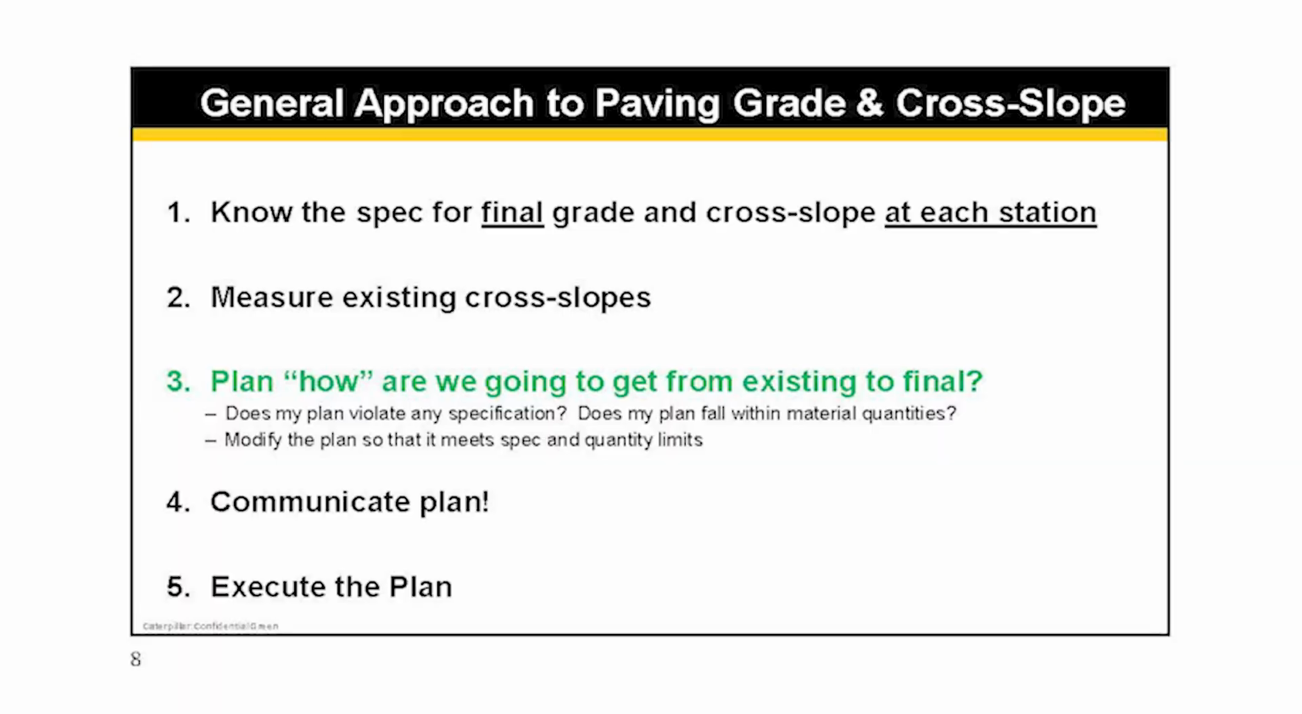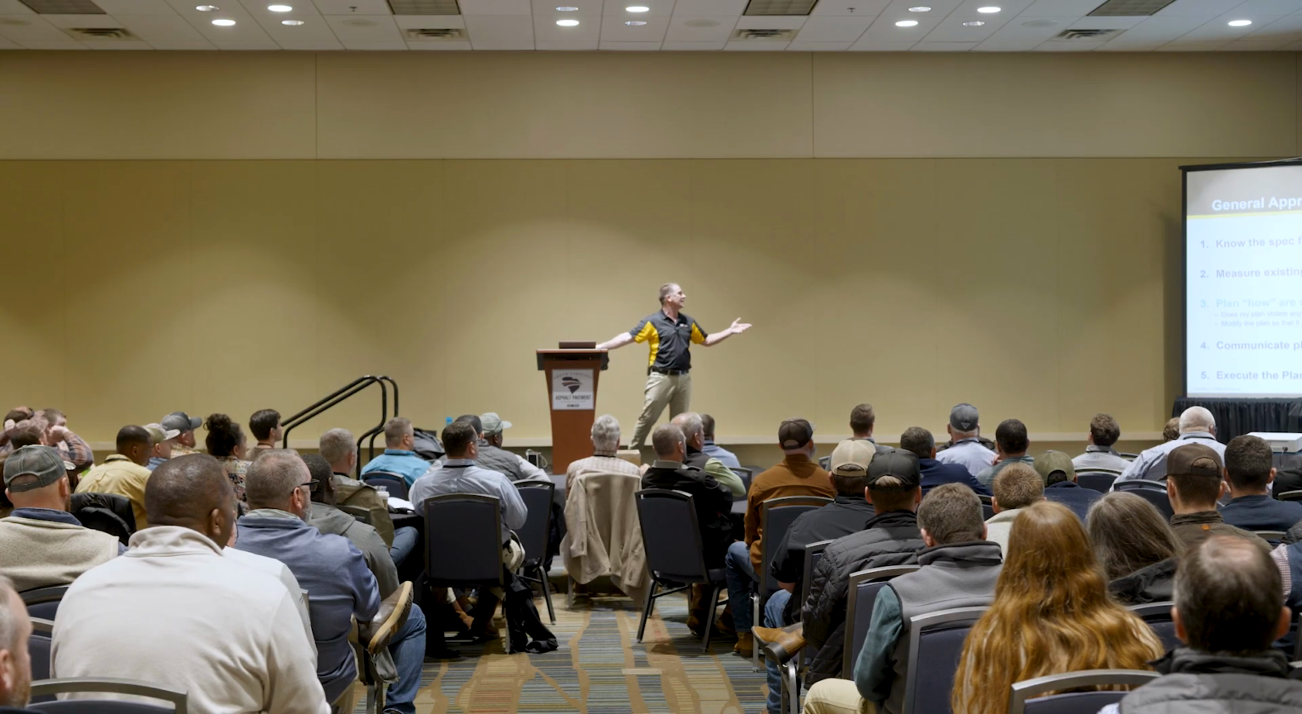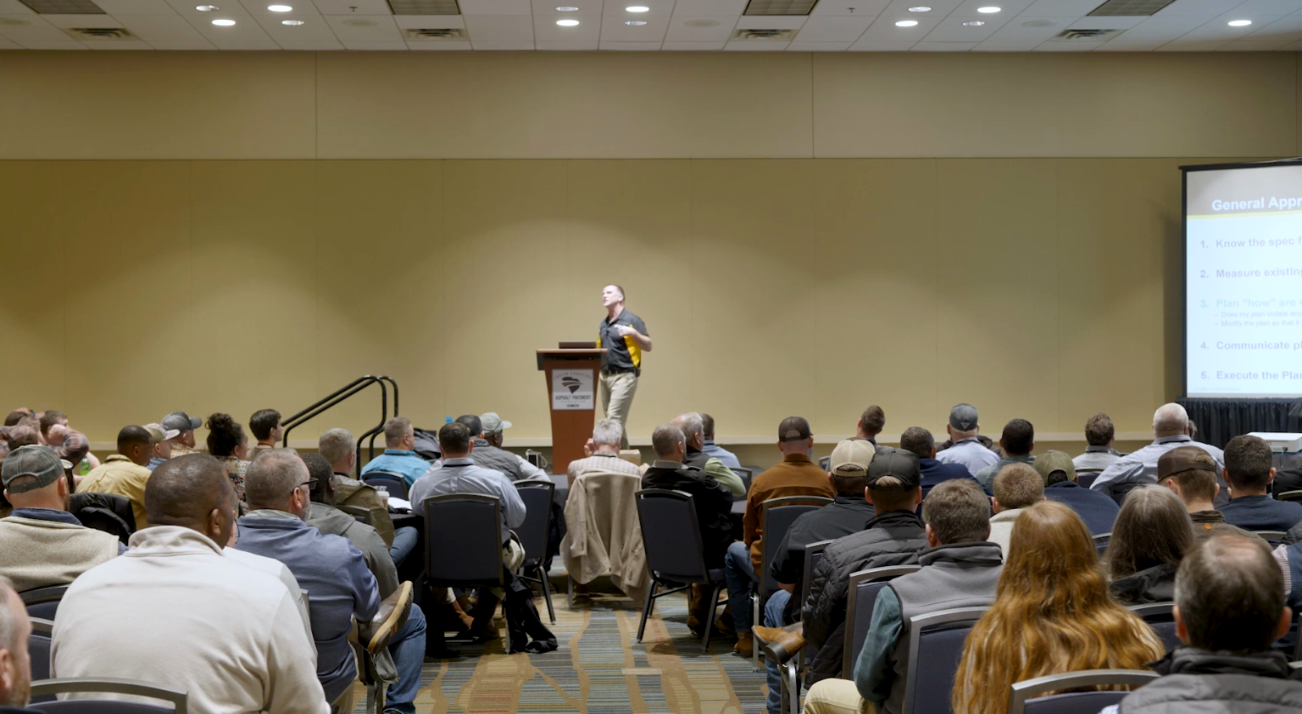So this is just kind of my high-level general approach when it comes to looking at grade and slope. Obviously, you've got to know your spec. So what slope should I be at a particular station or point on the job? Number two is measuring the existing cross slope.